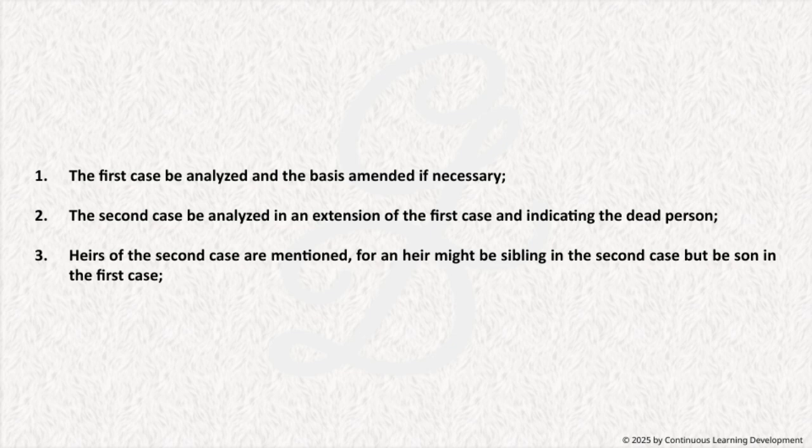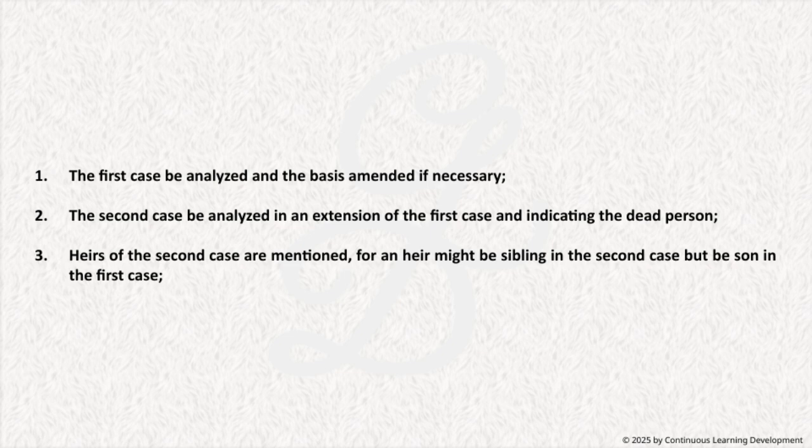Let's look at the first point, which is about analyzing the initial case and making any necessary amendments to the basis, if needed. This step is crucial because it ensures that our foundation is accurate before moving forward. Next, we move on to the second case. Here, we analyze it within the context of the first case, extending our examination to see how it relates. Importantly, we also need to identify the deceased person involved in this second case, as this will influence the legal considerations. Finally, we should pay attention to the heirs involved in the second case.